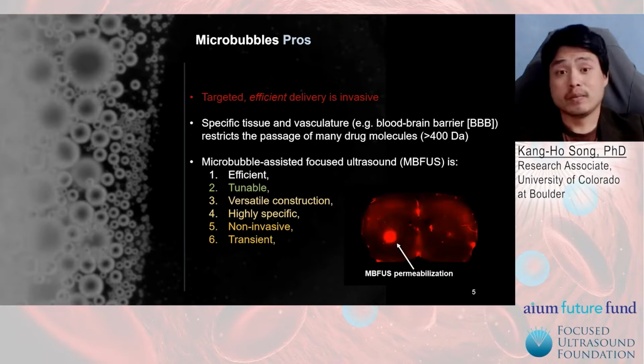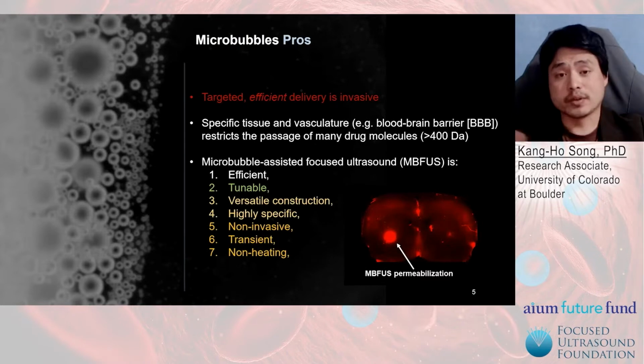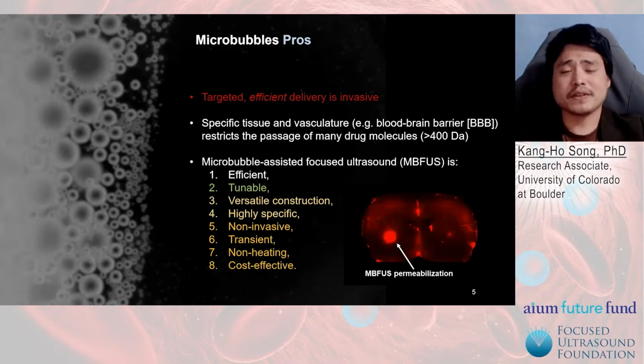So in the case of brain vasculature compromise, given appropriate parameters, the vasculature will mostly heal within 24 to 72 hours. So the effect is transient. Seventh, MB-FUS is non-heating, which could make it more appropriate for temperature-sensitive regions of the body. The eighth pro is that MB-FUS is very cost-effective, especially compared to some of the contemporary cancer therapy methods, invasive transcranial methods, and of course, their post-operative costs. So those are the pros.